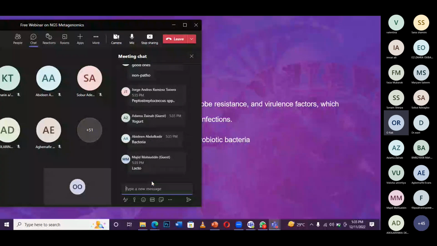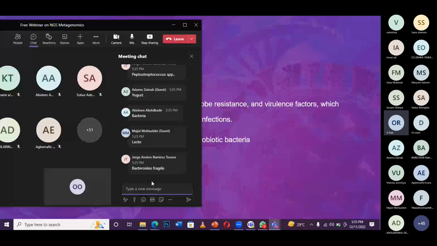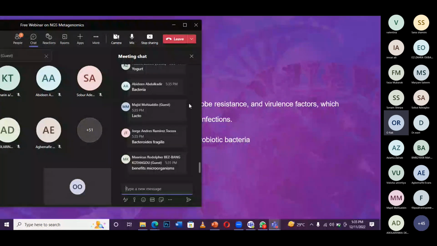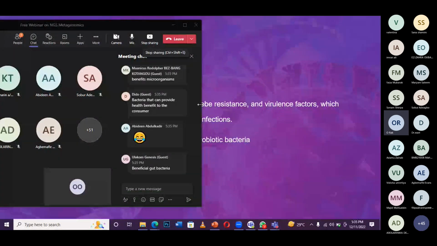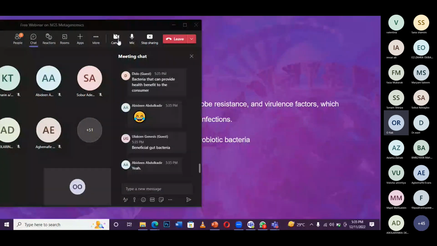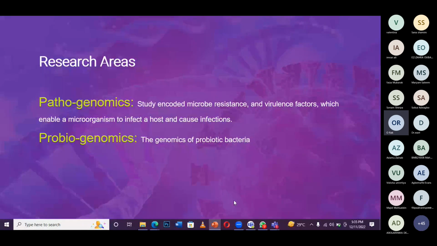Every one of you has been an academician right now, so you are telling me the names of those probiotic bacteria. But when you hear about probiotics, I believe the first thing that should come to your mind is yogurt, or yeast, or those kinds of probiotic food. Now, probiogenomics is an area of research. I hope the screen is clear now. So probiogenomics is an area of research that focuses on the good bacteria.